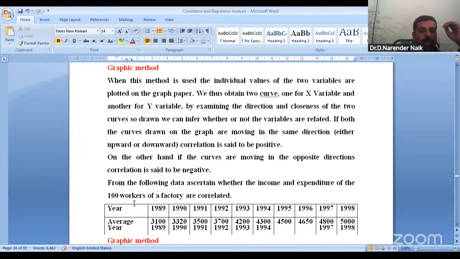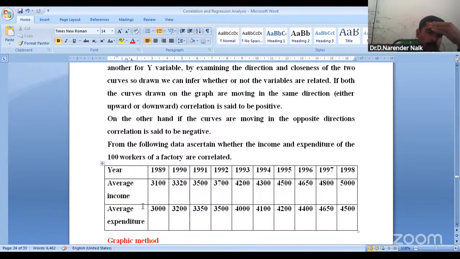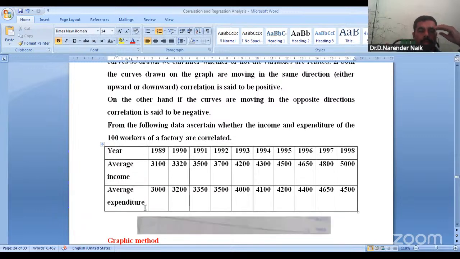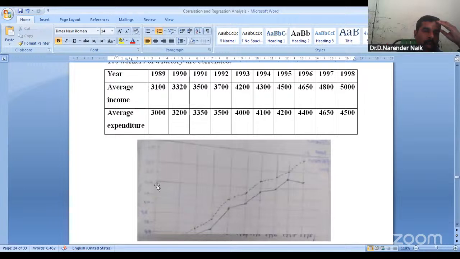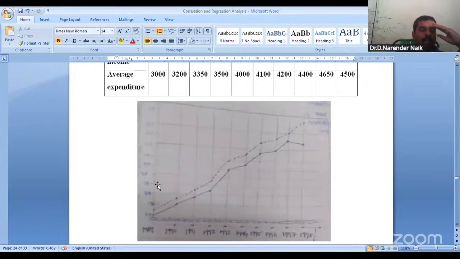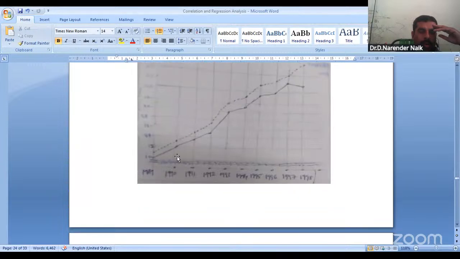Okay. From the following data, ascertain whether the income and expenditure of 100 workers of a factory are correlated. So in this, the question will be there. The years are 1989 to 1990, 1991, 1992, 1993, 1994, 1995, 1996, 1997, 1998, with average income and average expenditure. So according to this, the baseline is the years and on the left side are income and expenditure. See, in this way, the income and expenditure curves begin. So we got the dotted line and the straight line we drew.